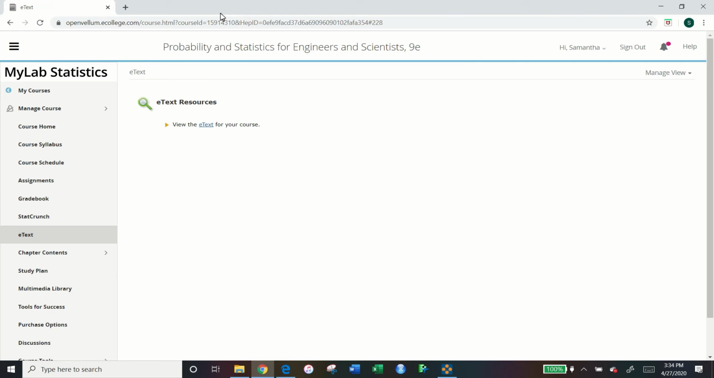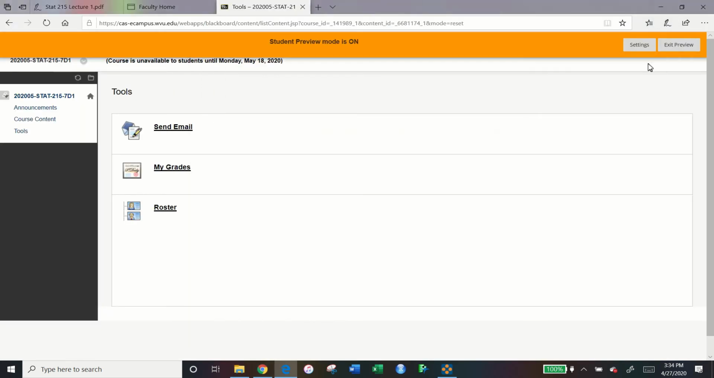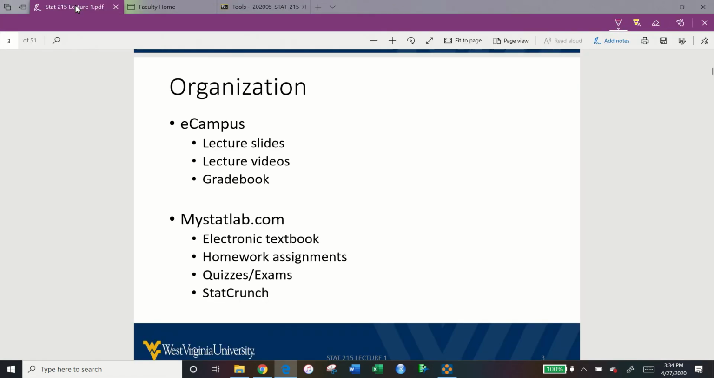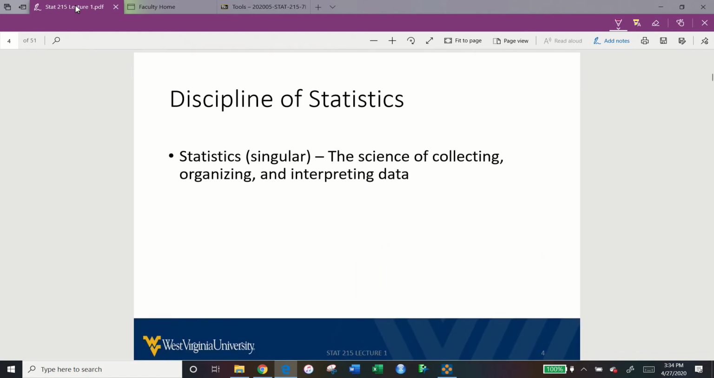Okay, so I think we got through most of the stuff we need, at least to get us through this introduction. So let's start going into the meat of the class and talk about actual material. So to start off, to talk about a course on statistics, we need to define it. So for the discipline of statistics, statistics singular is the science of collecting, organizing, and interpreting data.